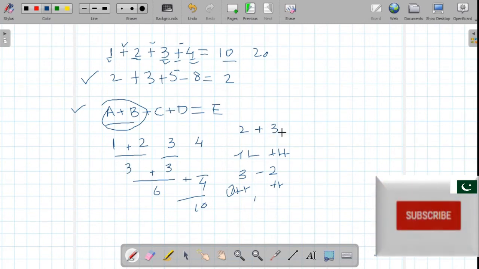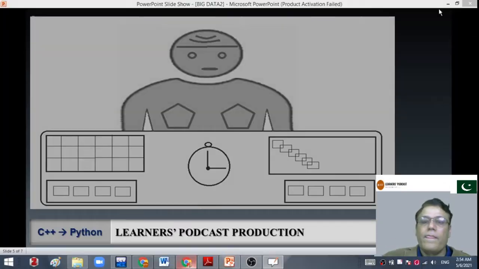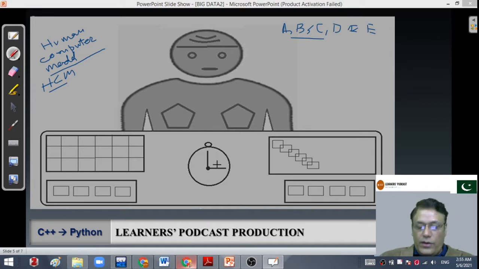The same procedure is what this computer device that I have shown you is going to do for you. I hope you have learned what I mean to say. So this computer is basically adding four numbers: A, B, C, and D, and it will give you the result in the form of E. Now I'm going to explain this model.